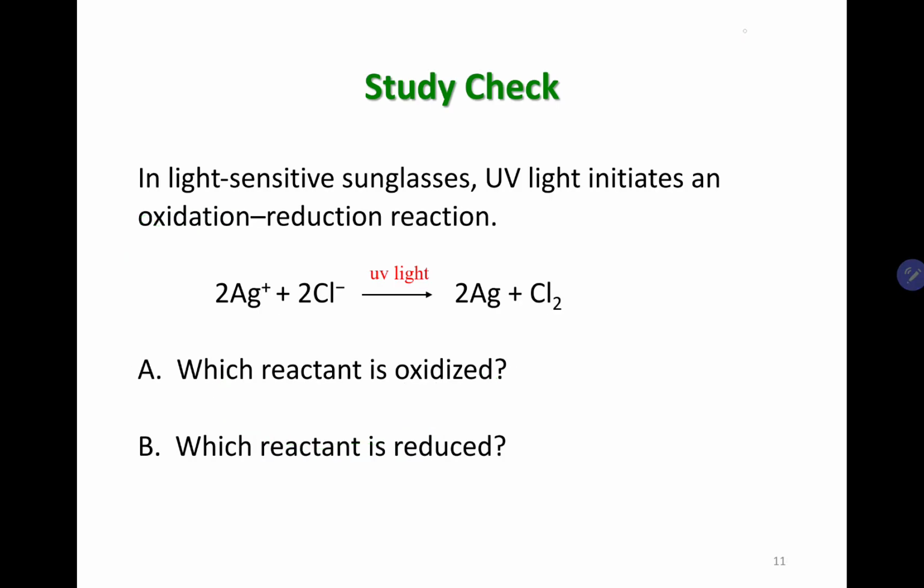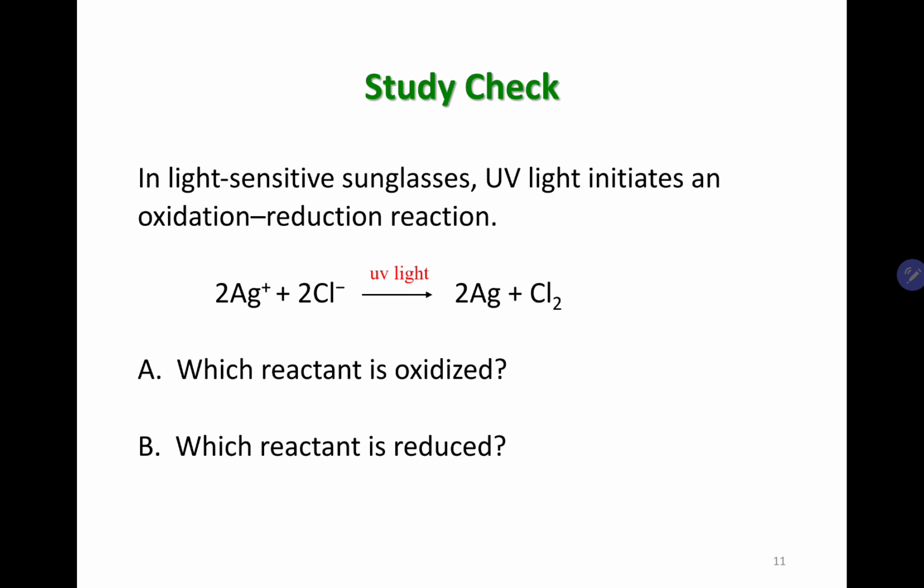Okay, so those are the answers. Now let's see if you could do this study check really quickly. Pause the video now and see if you could do this. In light sensitive sunglasses, UV light initiates an oxidation reduction reaction. The reaction is given here.